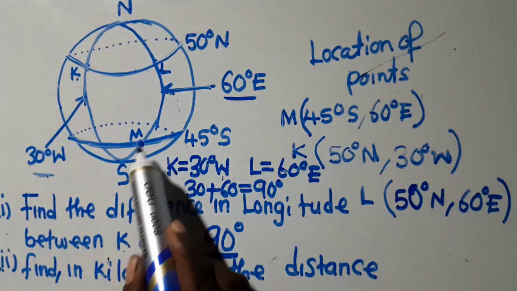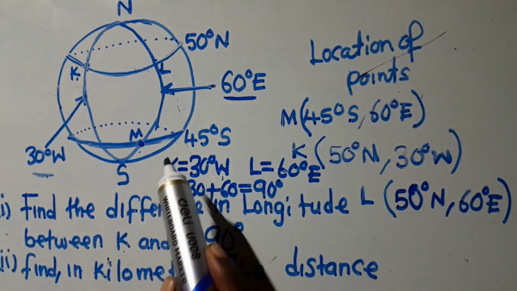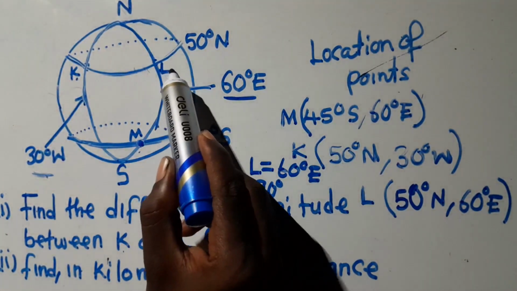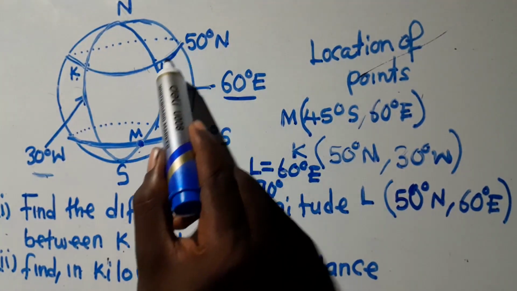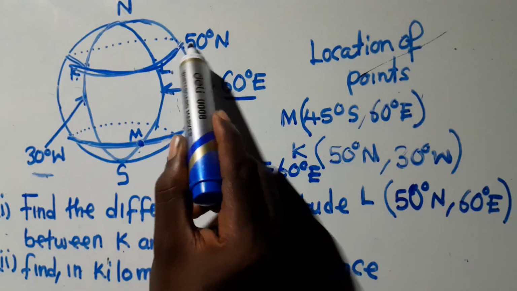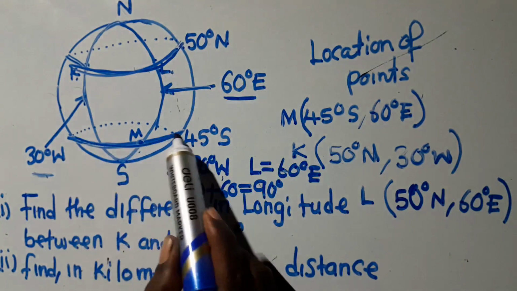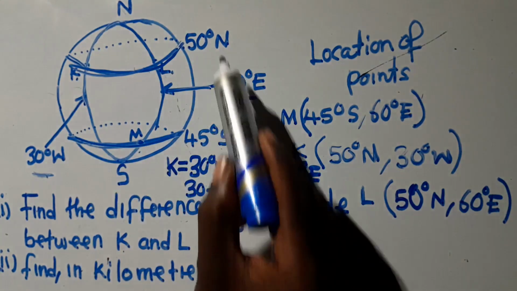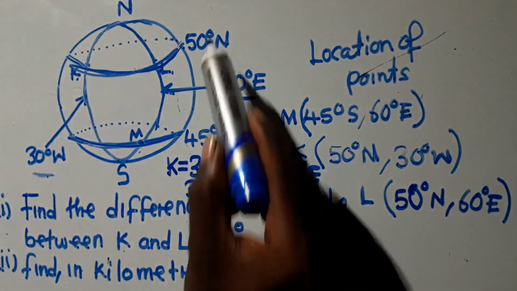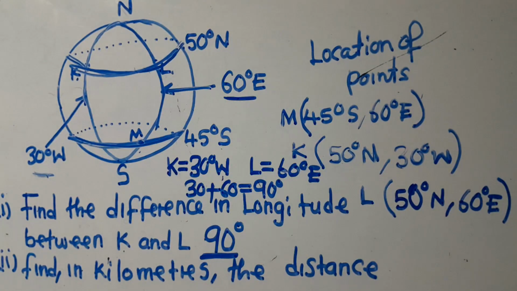This one here, they can say find the difference in latitude between L and M. So this one is on what? 50 there. This one is on which latitude? 45. This is south, this is north. You add, you get 95. So these are just some of the things that you are supposed to know on this.